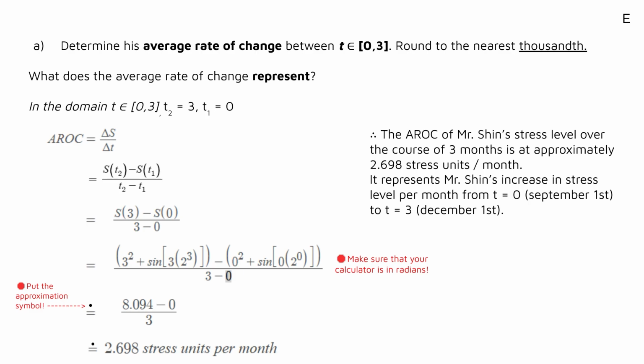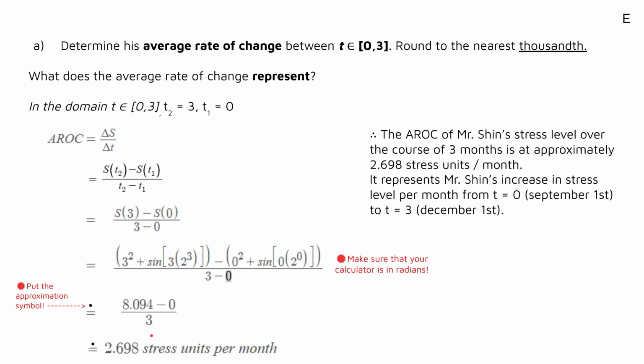So we open that up into 3² + sin(3) · 2³ subtracted by S(0). All of this is just going to be forgotten about because there's zeros everywhere. 3 minus 0 is still 3. So 8.094 minus 0 over 3 is 2.698 stress units per month.